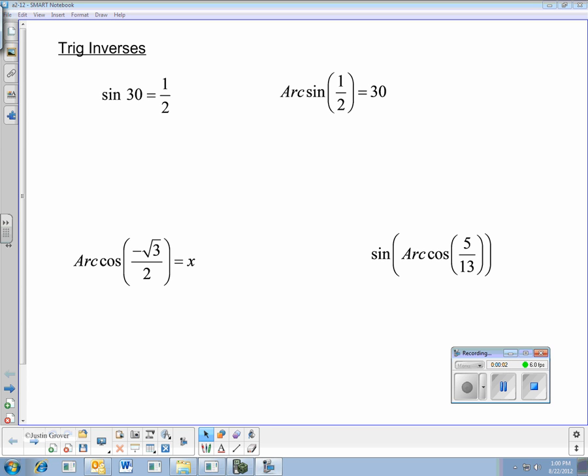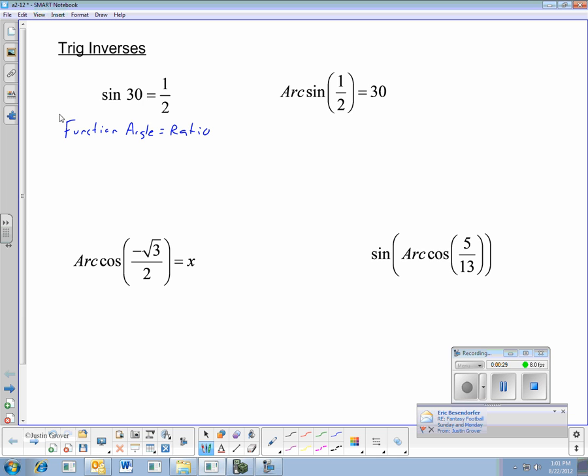Trig inverses. We know that sine 30 equals 1/2, and our calculator will tell us. It's one of those angle values that we have memorized at this point. But the setup, sine 30 equals 1/2, is the setup of function angle equals ratio. If you have a function sine and an angle 30, you can find out the ratio of the opposite and hypotenuse side is 1/2. So sine 30 degrees is 1/2.